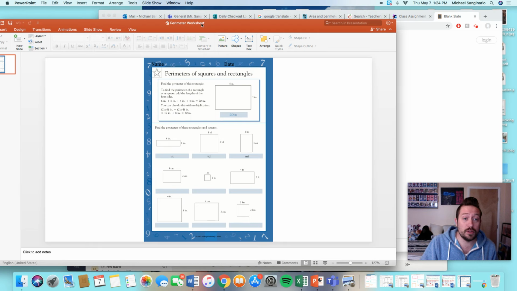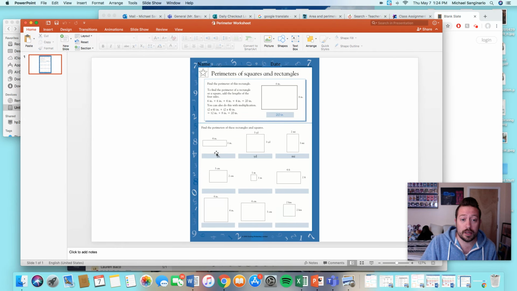So this is what your assignment looks like for today, okay? You're going to type right into the blue boxes, okay? You should be able to type right in there, no problem. And it gives you a little reminder of what to do. But all you got to do is add it up. That's it. That's simple, okay?